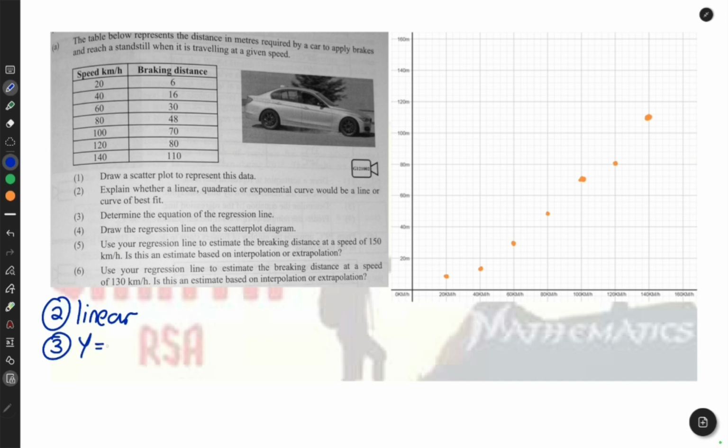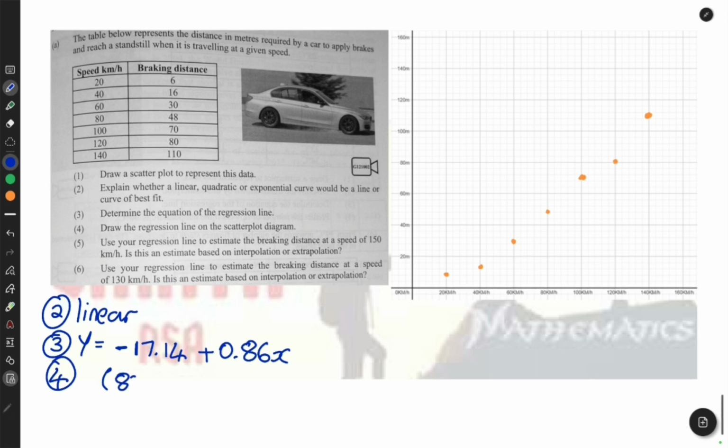Just going to type in everything on my calculator, and then I see that a is minus 17.14, and then b is plus 0.86x. Draw the regression line on the scatter plot. So once again, I'm going to look for the mean of x and the mean of y, and then I'm going to plot that coordinate. So according to my calculator, the mean coordinate would be 80 and 51.43. So if I do that on my graph, I'm just going to go 80 to the right and then 50.13. So it's just going to be above that dot there.